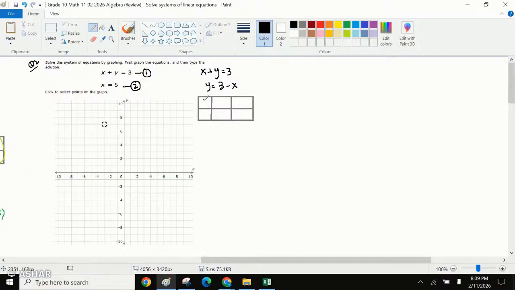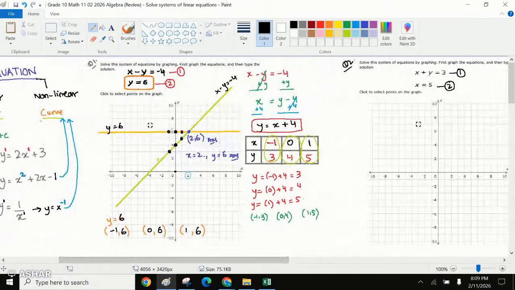What is the meaning of intercept? Like in the previous question, where this line was cutting the x-axis, this is known as the x-intercept, right? At the x-intercept, y is always 0. Where this line was cutting the y-axis, this is known as the y-intercept.